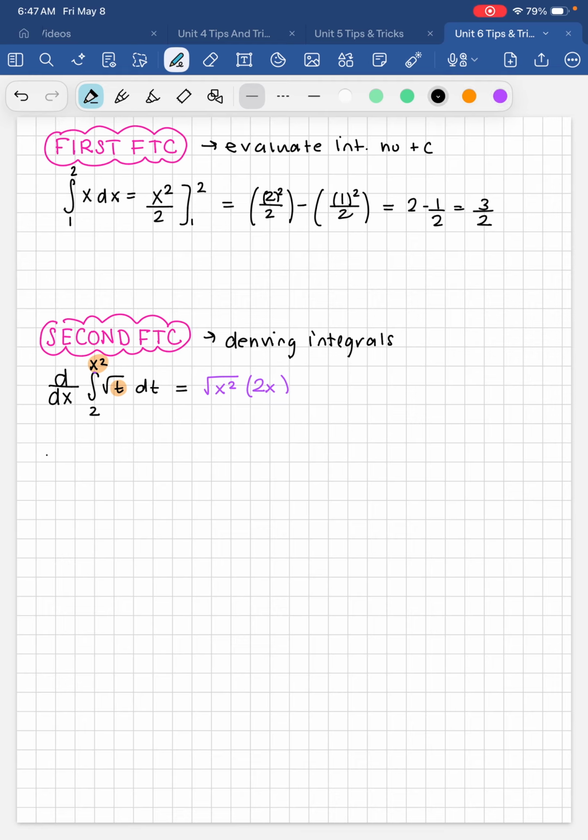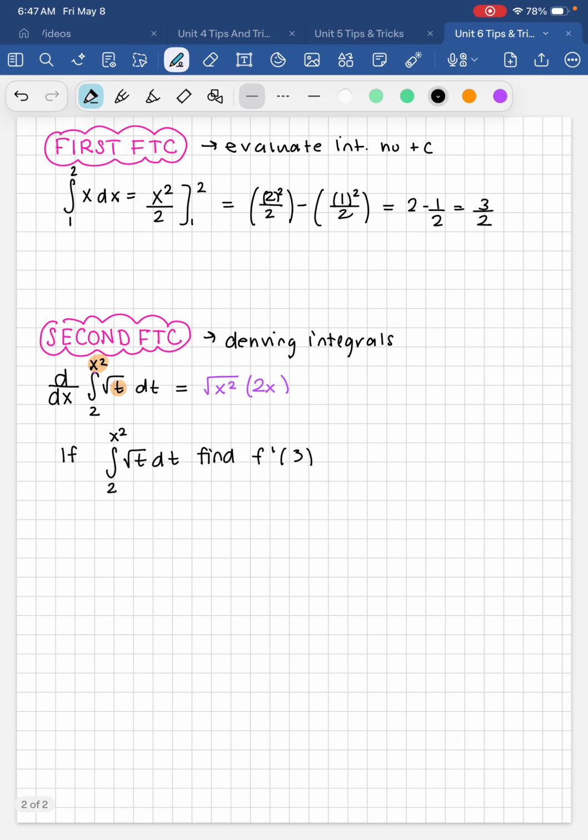Sometimes, though, they can ask the question like this. They can say f of x, if we have this as my integral, find like f prime of a number, so f prime of 3. And you know, anytime you see that prime, that means derivative.